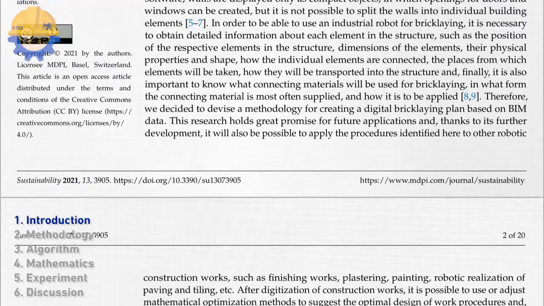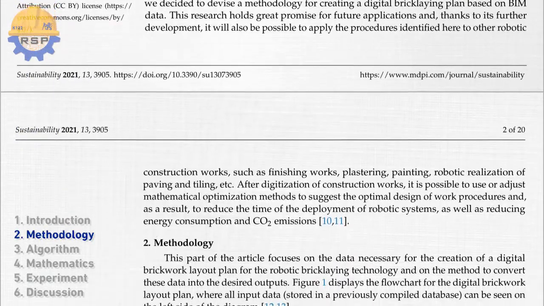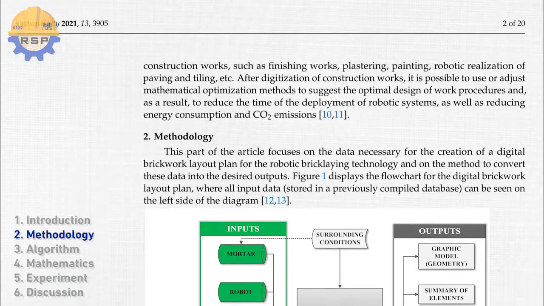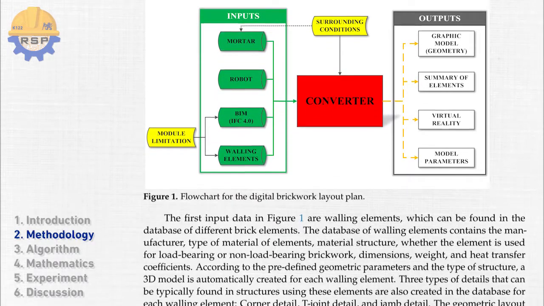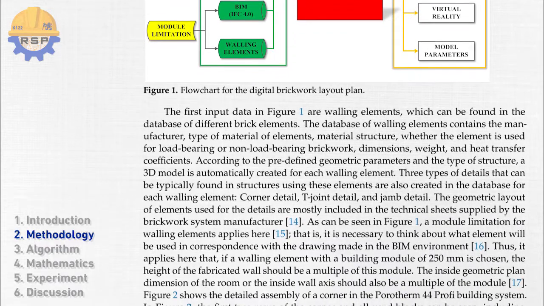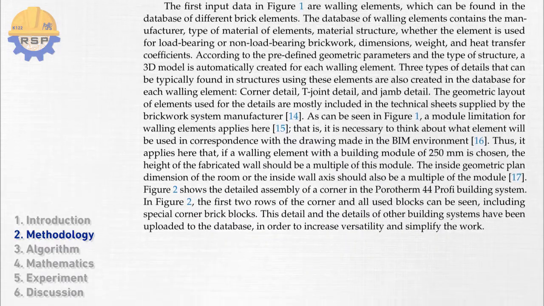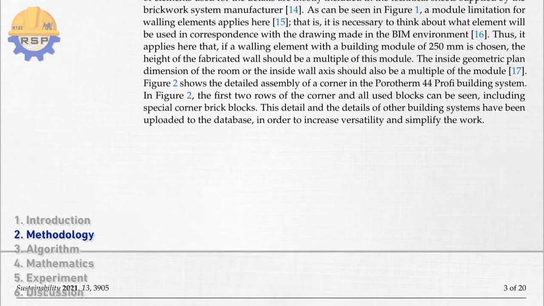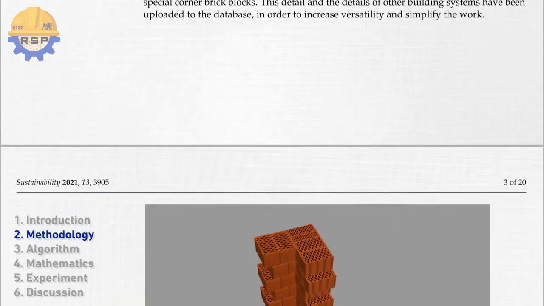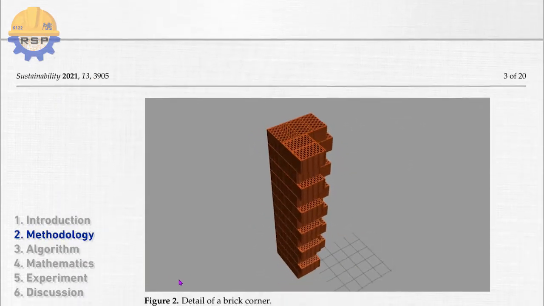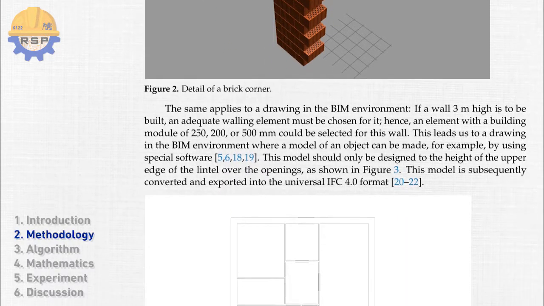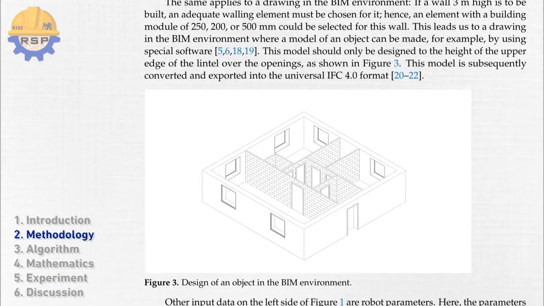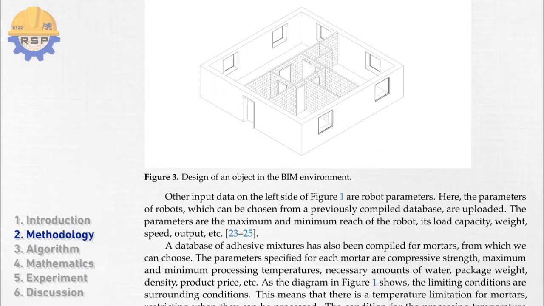So we created a digital layout plan for robotic construction works, specifically for robotic bricklaying. Here we see the flowchart of the algorithm. On the left is all the input data, which is stored in a previously compiled database. On the right is all the output data. This article presents a universal methodology for creating a bricklaying plan for a variety of wall building systems.